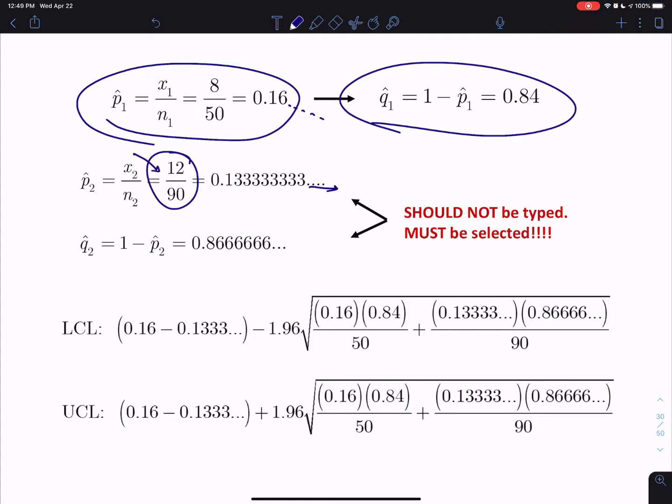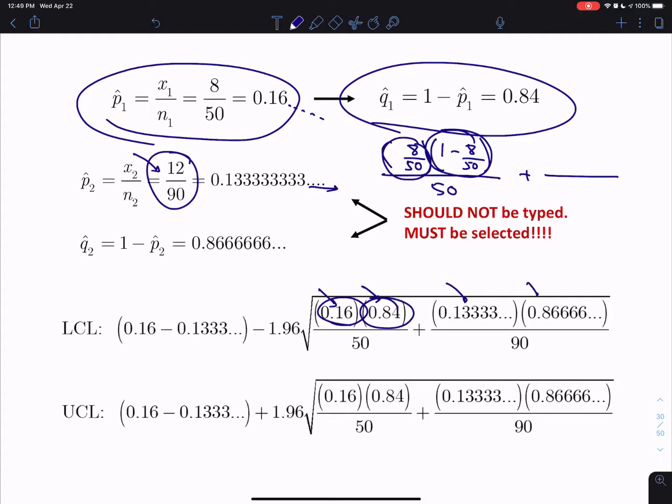So it's really a pain. Instead of plugging in these decimals, you actually have to plug in the fractions. So it'll be like 8 over 50, which is P1 hat, times Q1 hat, which is 1 minus 8 over 50, and then divide by N1, which is 50, plus... Look at how much more complicated it becomes. Instead of multiplying two decimal numbers, you're multiplying these gigantic fractions. So that's why doing this by hand just doesn't make sense.